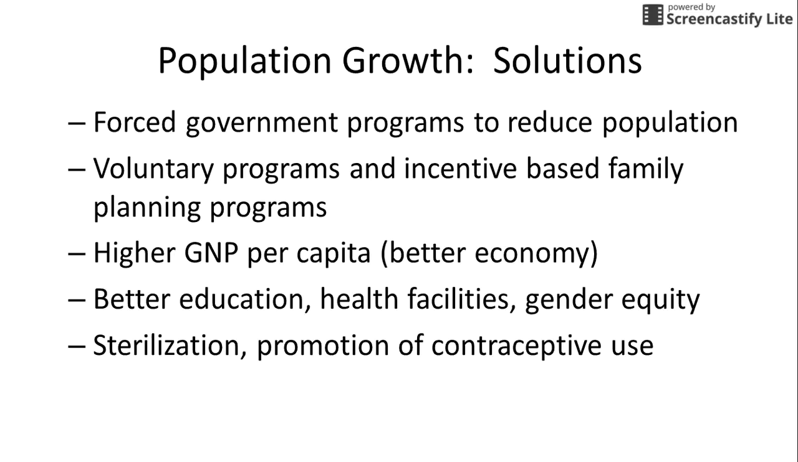Helping the economy, so higher GNP, better education, health facilities, and gender equality will all help slow down population growth. And then sterilization, so tubal ligation, getting your tubes tied, vasectomies, and then promotion of contraceptive use, so family planning and birth control.